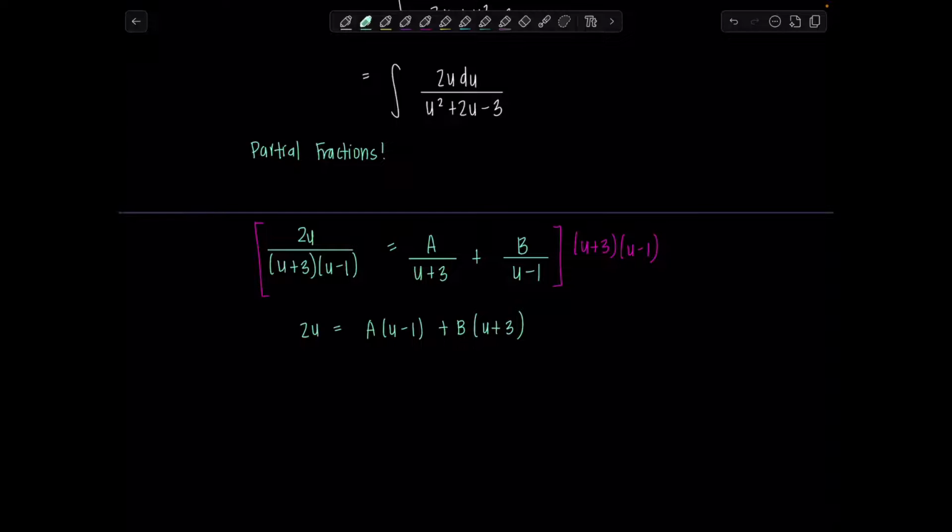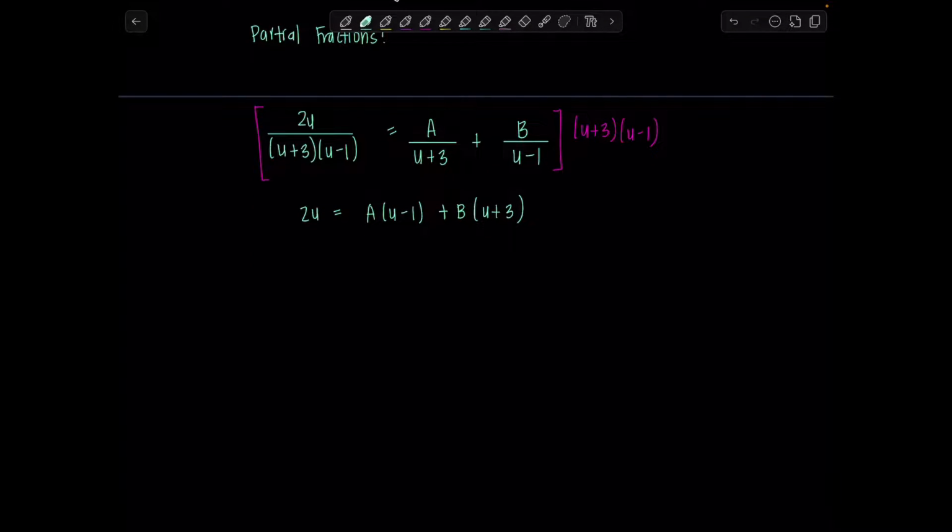And then you have two different options here. You could distribute everything and set up a system of equations, or what I like to do is substitute in different values of u that will zero out each of those factors. So first let me let u equal 1. Then on the left-hand side, we have 2 times 1, so 2, equals A times 0 plus B times 4. So 2 is 4B, which means B is 1/2.